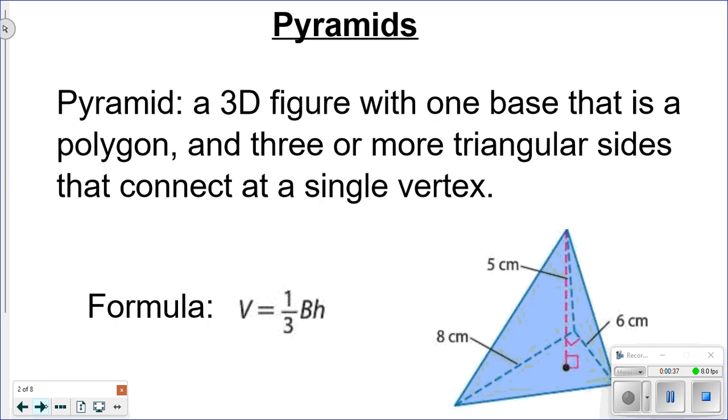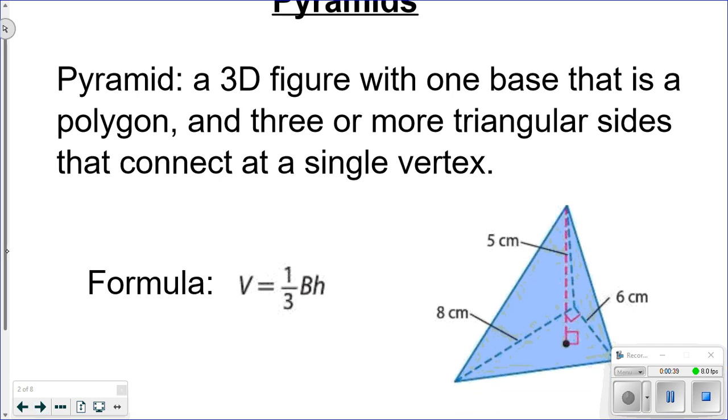So the first thing I'm going to talk about is we're going to start with pyramids, okay? Pyramids are a 3D figure that have a base, and then on the other side, there is a vertex. Now, a vertex is like a point where the faces meet. The good thing about a pyramid is it's always going to be on its base, and then the vertex is always opposite of the base.